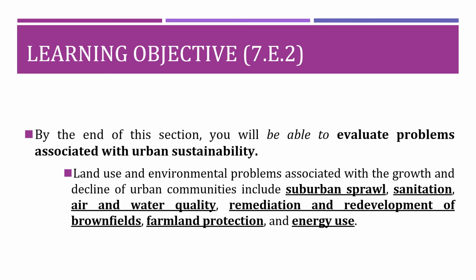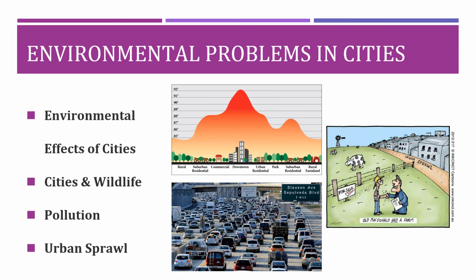After our final section, you'll be able to evaluate problems associated with urban sustainability. Land use and environmental problems associated with the growth and decline of urban communities include suburban sprawl, sanitation, air and water quality, remediation and redevelopment of brownfields, farmland protection, and energy use. So we're going to cover environmental effects of cities and wildlife, pollution, and urban sprawl.